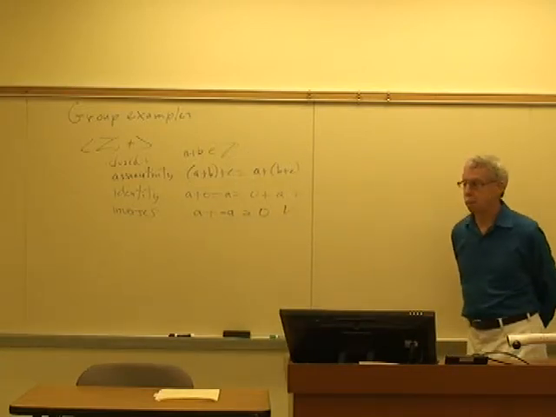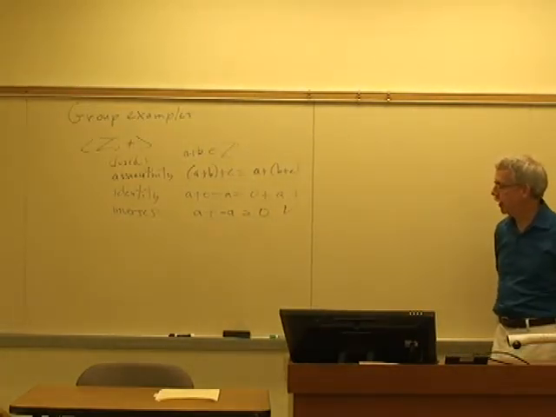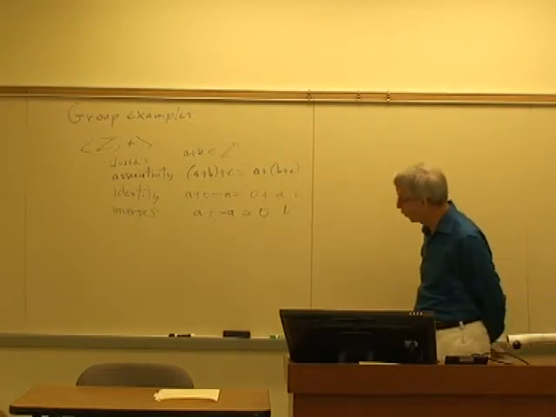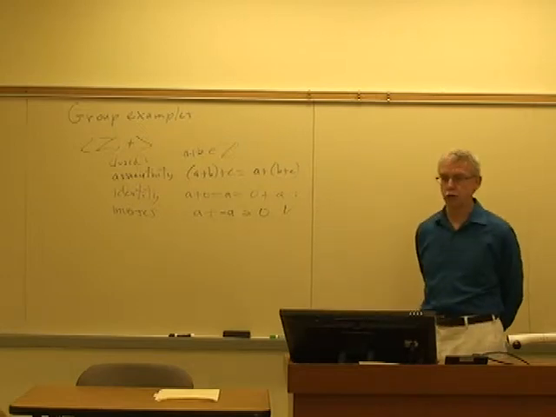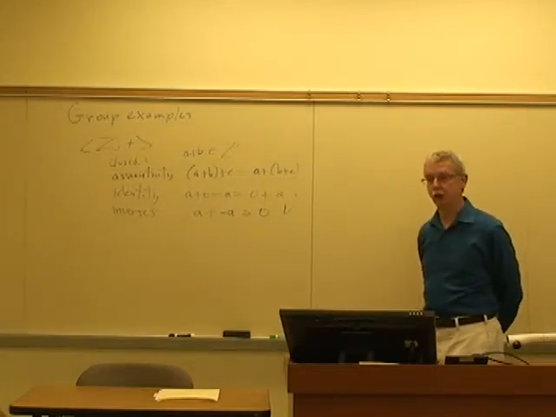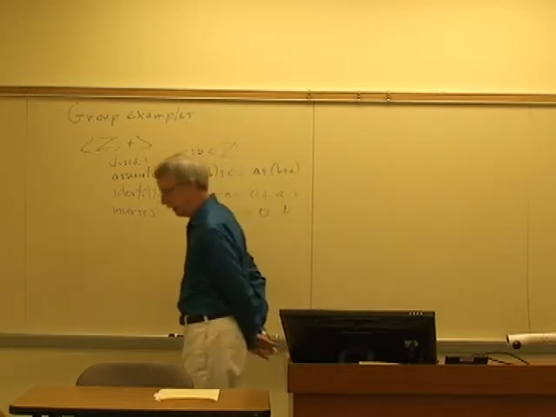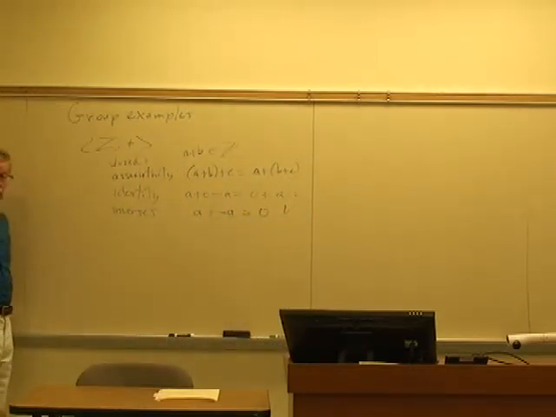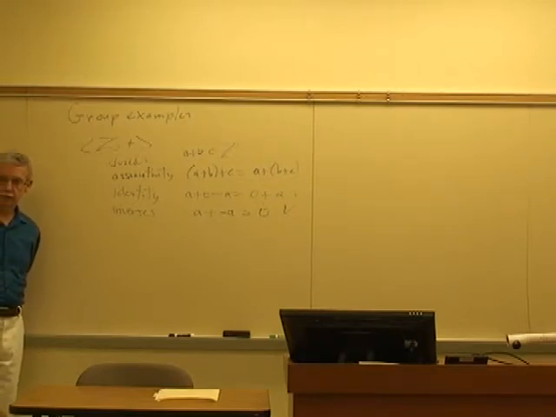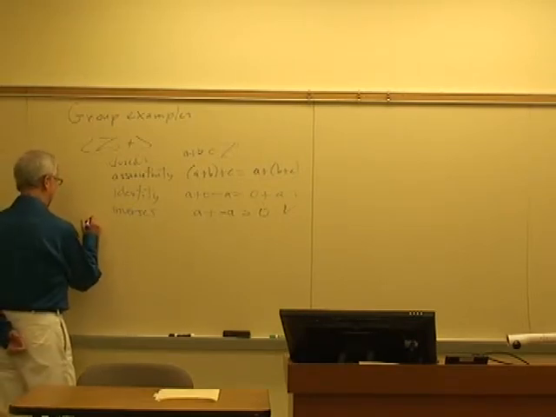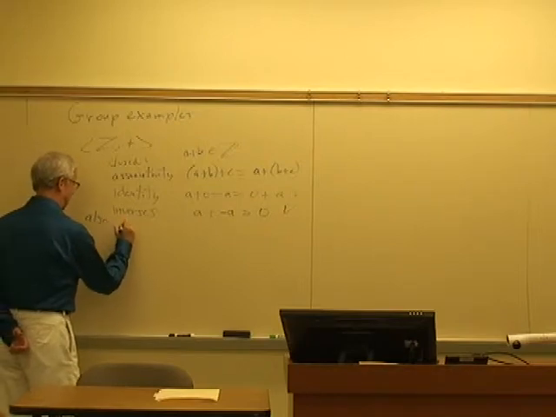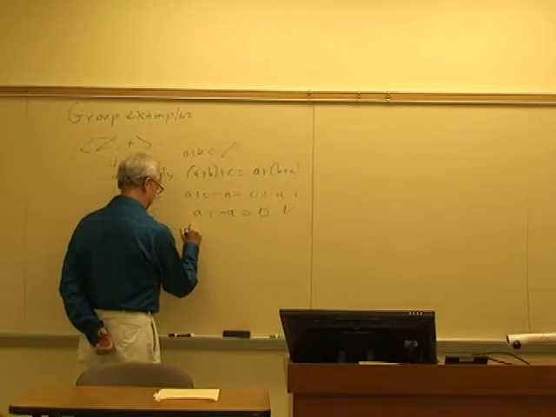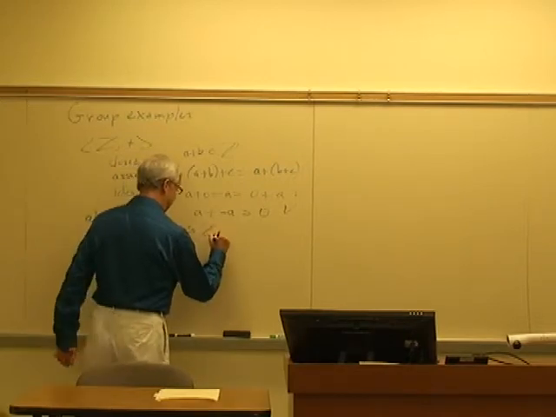I'm done. I have a group. It's closed. The operator's associative. There exists an identity. We have inverses. Everybody has an inverse. What's the inverse of 0? That's always true in a group. The identity is its own inverse. Is it an abelian group? Sure. Also, a + b equals b + a. So Z is an abelian group.